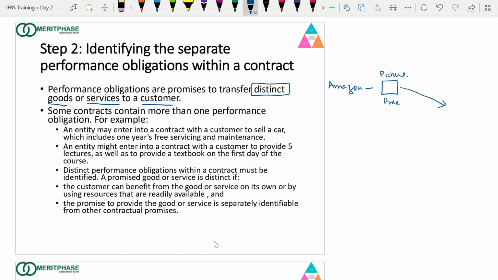Some contracts contain more than one performance obligation. I told you, you are buying a car. They're not only giving you a car, but also some more benefits. They talk about insurance, registration, and service. They will also say that a gift will be there, a raffle draw will be there.